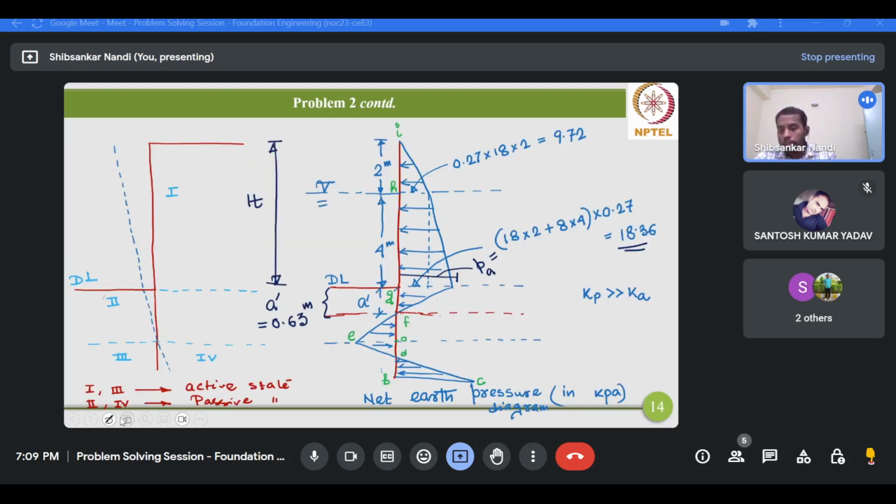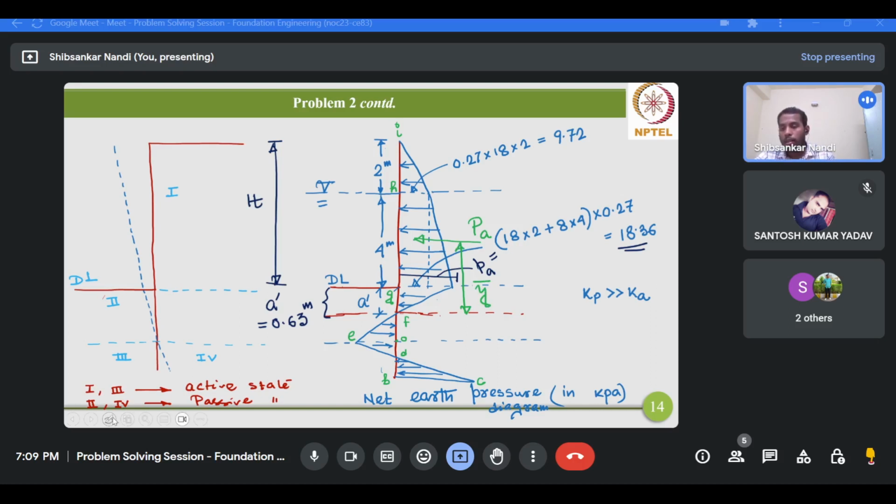So this distance you have to calculate now. Suppose this is the resultant, capital PA, and this is the point of zero pressure. So this height, y bar, you have to figure out. Now how can you calculate this y bar?